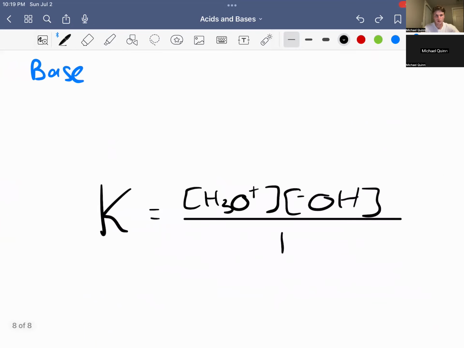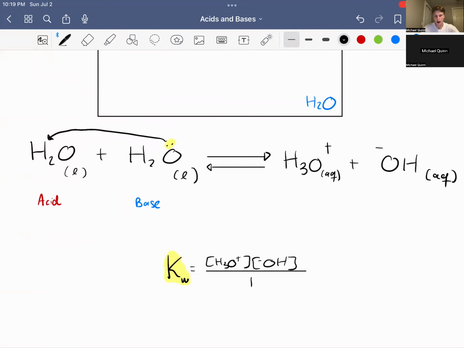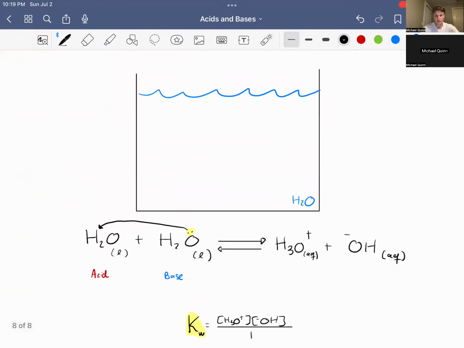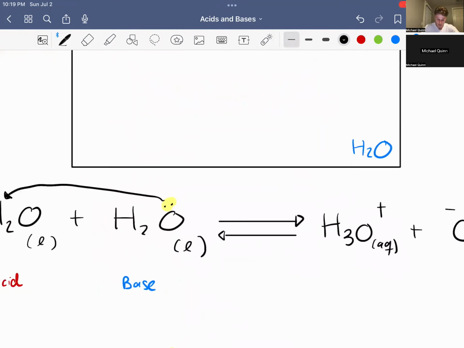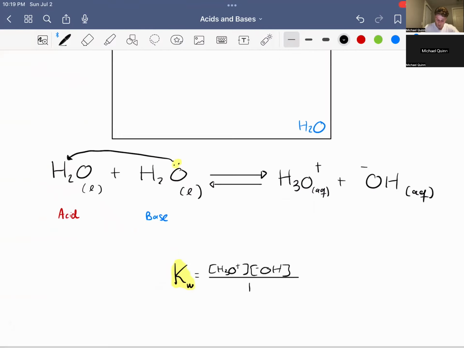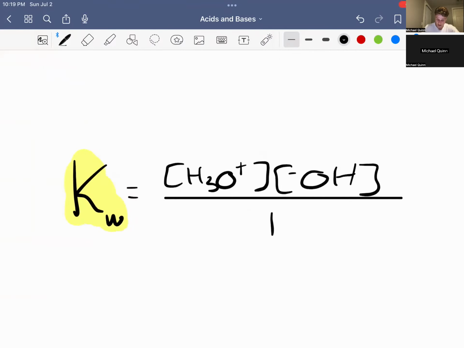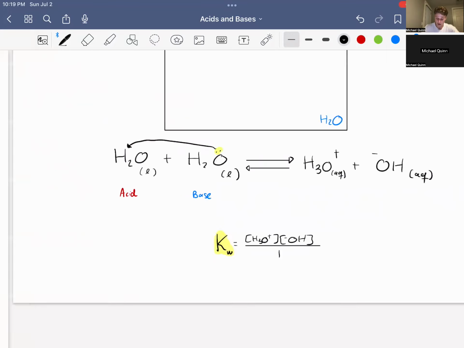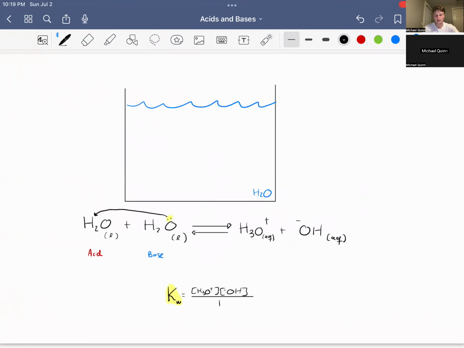So this equilibrium expression has a very special name. It is called Kw. This represents the water self-auto-ionization reaction, which is simply the reaction I wrote right here, which is H2O plus H2O goes to hydronium and hydroxide. So this Kw is the special name for the equilibrium expression for water reacting with itself.